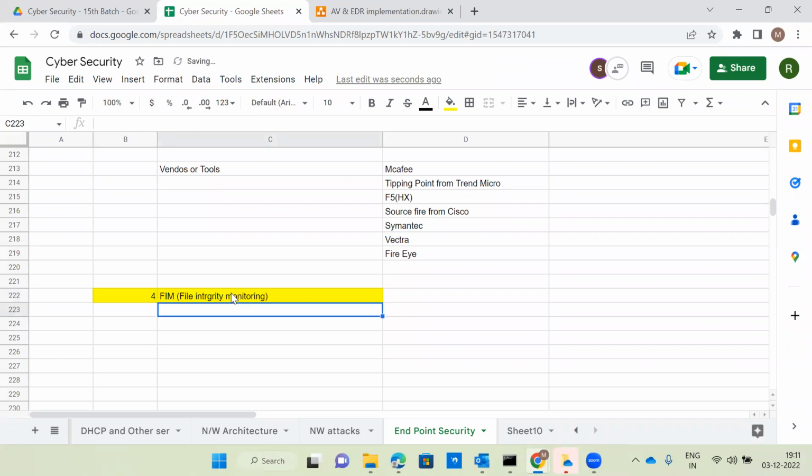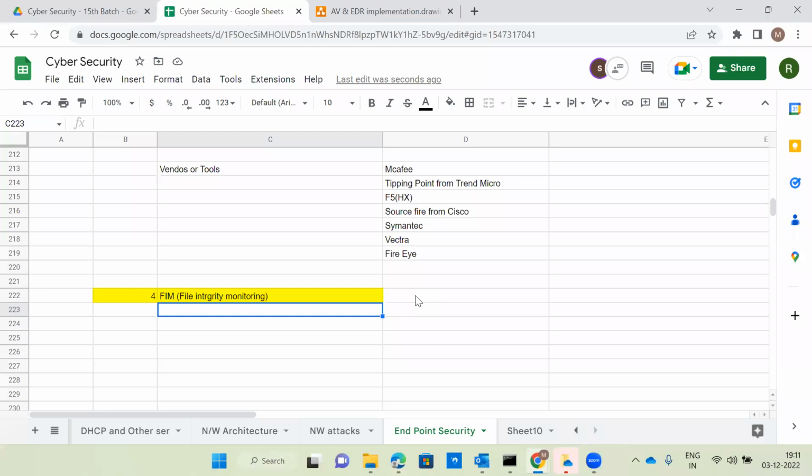So when you say integrity, basically it is the trustworthiness of the data: another person should not add, delete, update, or modify the data. That is called integrity. As per the CIA triad, confidentiality, integrity, and availability. So why do we have to monitor the files?